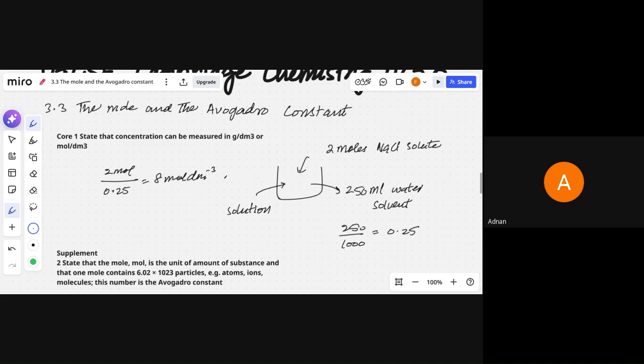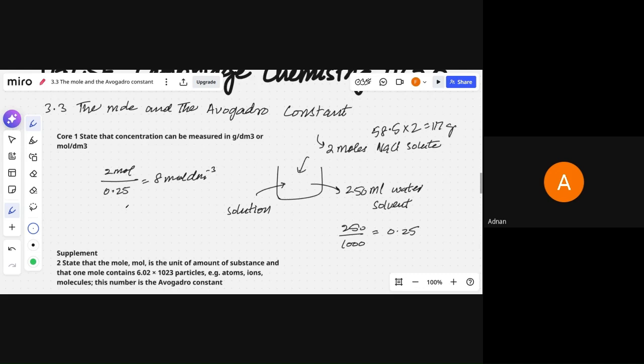Now we can also express it in grams per dm cube. So what will be the concentration in grams? If we have 2 moles, the molar mass of sodium chloride is, sodium is 23 and chlorine is 35.5, so it is 58.5. 58.5 times 2, we convert it into grams, so we get 117 grams.